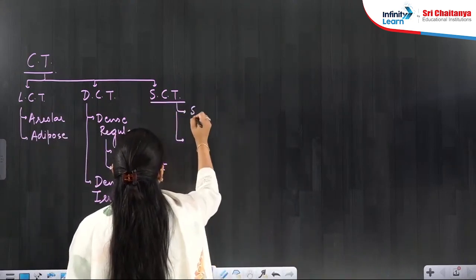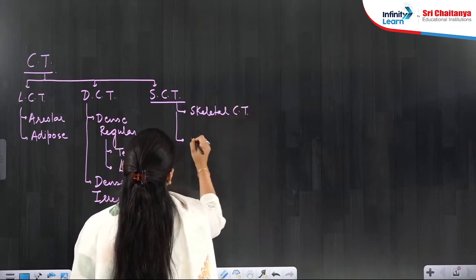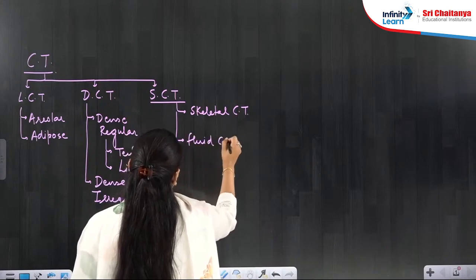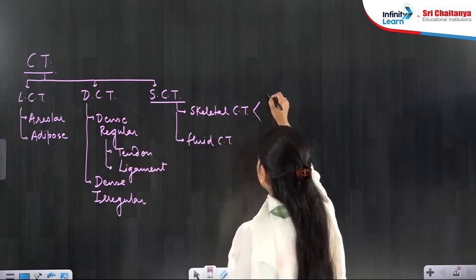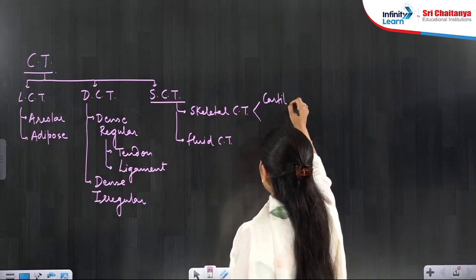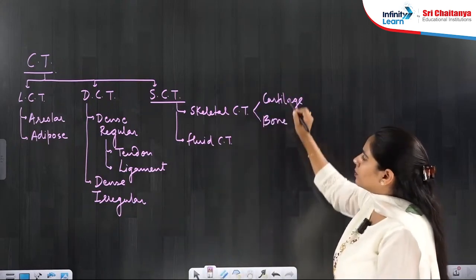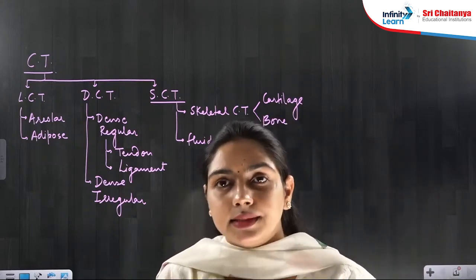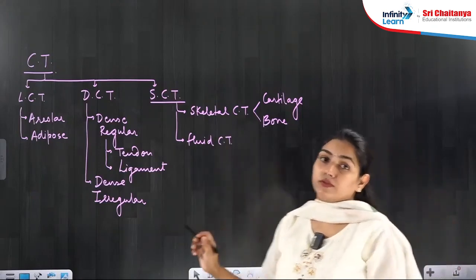One is skeletal connective tissue. Another is fluid connective tissue. In the skeletal connective tissue, we have cartilage and bone, because cartilage and bone make our endoskeleton, right? Now, we are going to discuss fluid connective tissue.